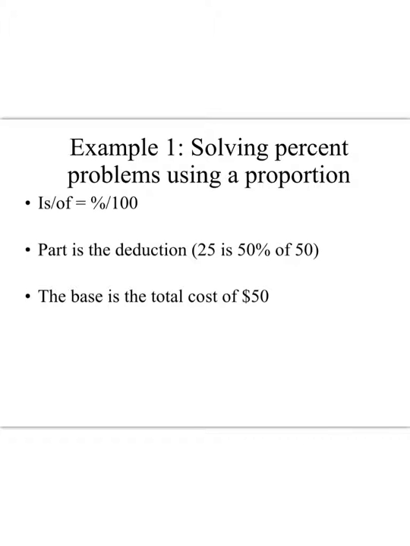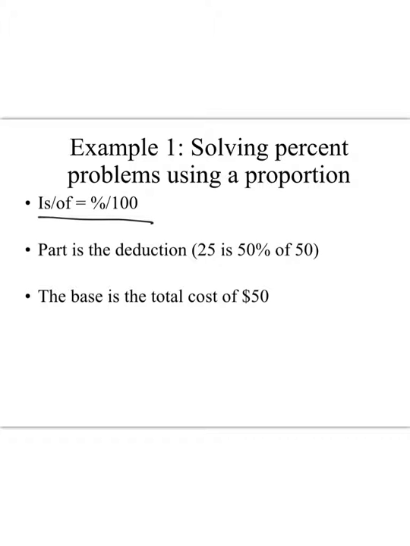So the formula that we're going to be using is is over of equals percent over 100, where is and of are just keywords that you can read in the problem. The percent is whatever percentage is given, if there is one. And that percent is always over the 100 in the denominator. And that's because percent is always based out of 100.